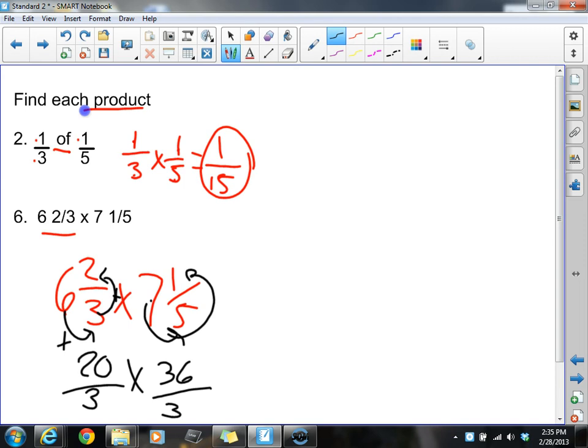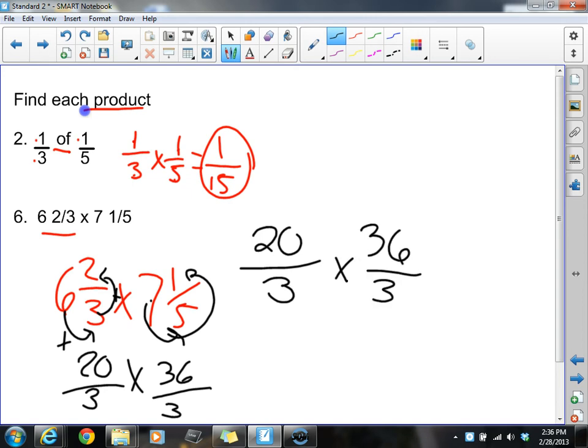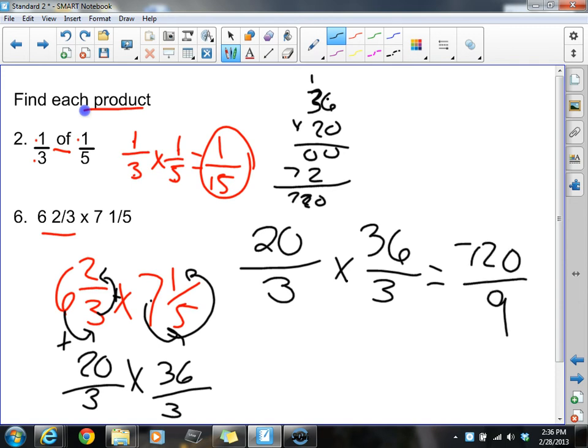Now I'm going to write it over here just for a little more room's sake. 20 thirds times 36 fifths. Now all we're going to do is multiply these together, so it's going to take some work. 36 times 20, that's 720 over 15. Now, as is always the case, we need to make sure and simplify it.